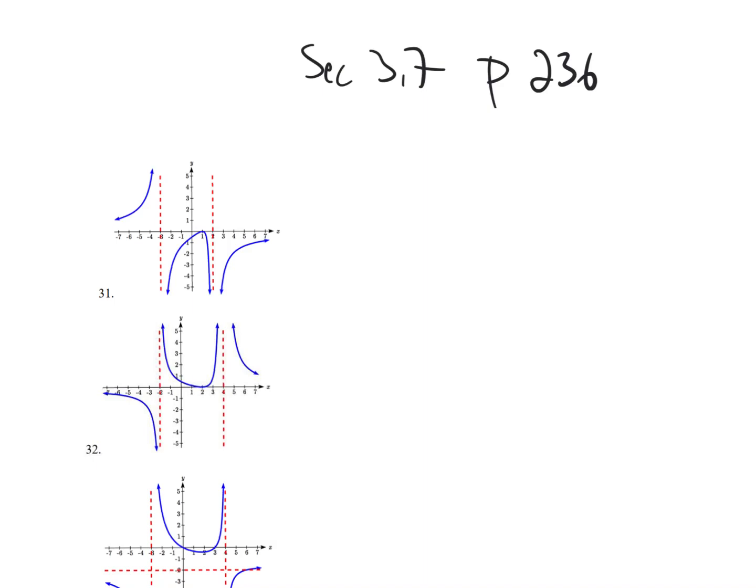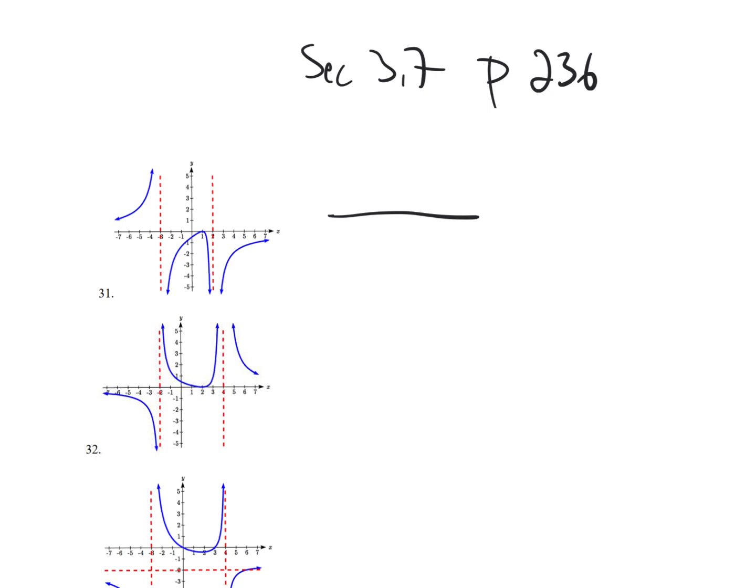So these are some of the exercises from the textbook. And the reason I'm making this is to help people understand why, when do you square the number in the denominator for the vertical asymptote.